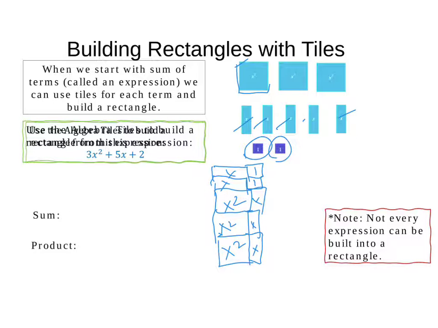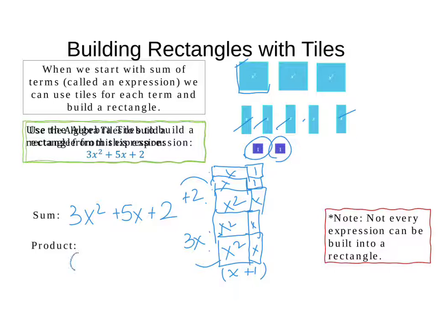So, our sum is 3x squared plus 5x plus 2. We could have got that by counting. But if we look at our rectangle, we can see that down here at the bottom, I have an x and a 1. This is the short side of the x. And along here, I have 1, 2, 3 x's plus 1, 2.